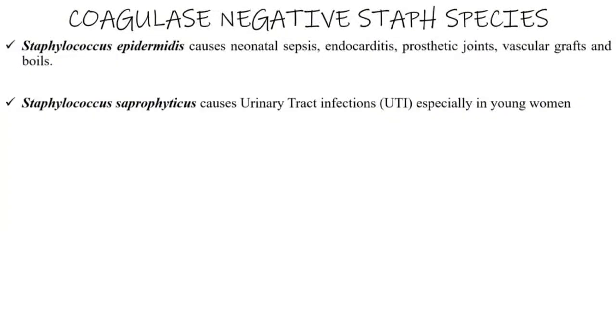So staph epidermidis causes neonatal sepsis, high yield. Most of the time it causes neonatal sepsis, and endocarditis, especially when there are prosthetic implants, probably in the heart. What it does is produce biofilms which coat the bacteria and prevent the immune system from getting to it and killing it. So it's able to cause endocarditis, prosthetic joint infections, vascular graft infections, and boils.